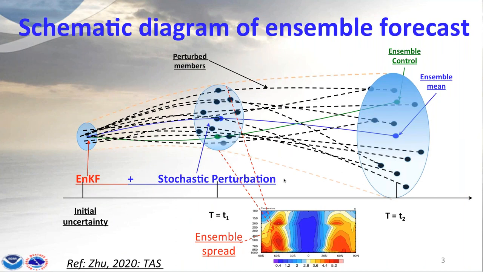This is the schematic diagram of ensembles. You give the initial uncertainty, for example here we are using EnKF. The video already showed that one. We also introduced the stochastic physics, so that at any time T plus one or T plus two, you will see that we have an ensemble cloud. This is the spread at T plus one or T plus two relative to the future, the uncertainty we are talking about. So this is a schematic diagram. If we give you one real case like this cross section, you can see that the perturbations are larger at the middle latitudes and smaller at the tropics, and that is the most typical case.